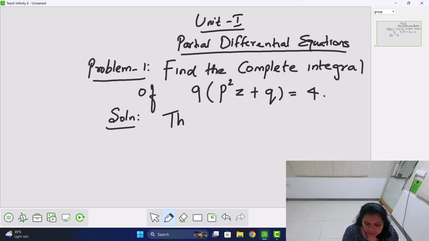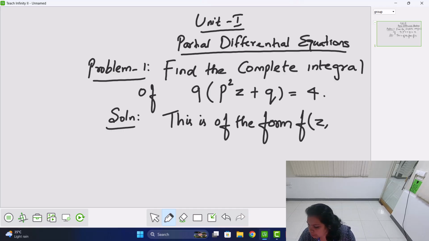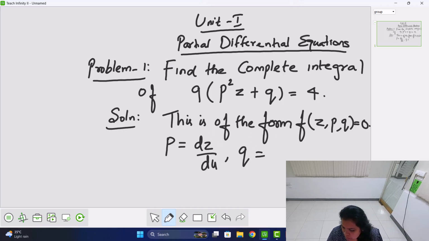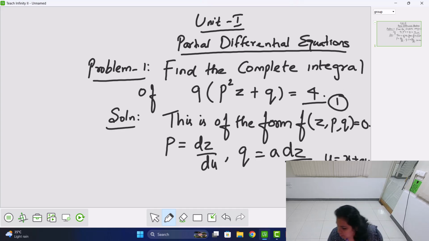So the problem is of the form f(z, p, q) = 0. For this form, we have to substitute p = dz/du, q = a dz/du, where u = x + ay. Take this problem as equation number 1, take the substitution as star, and substitute star in equation 1.